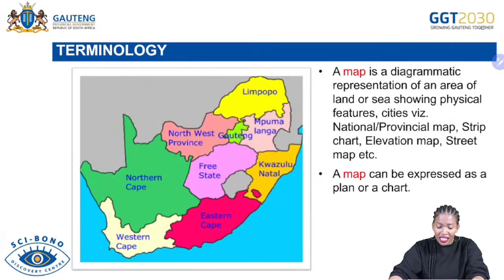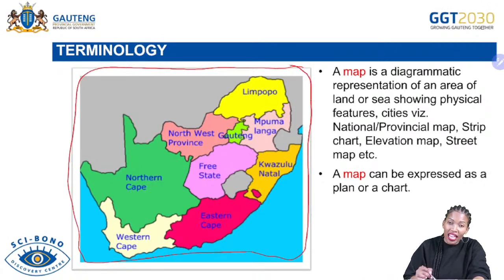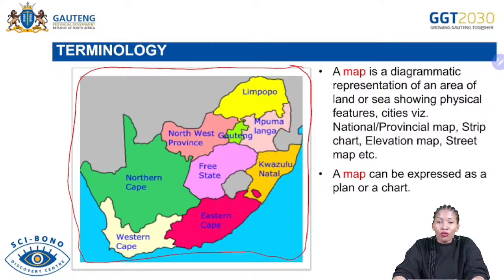And then, guys, on the terminology, what is a map? What you see there in front of your screen is an example of a map. The example that I used here is a South African map. It's just a plain map, no scales, no compass direction, nothing, because I want to explain the concept of a map. So what is a map?